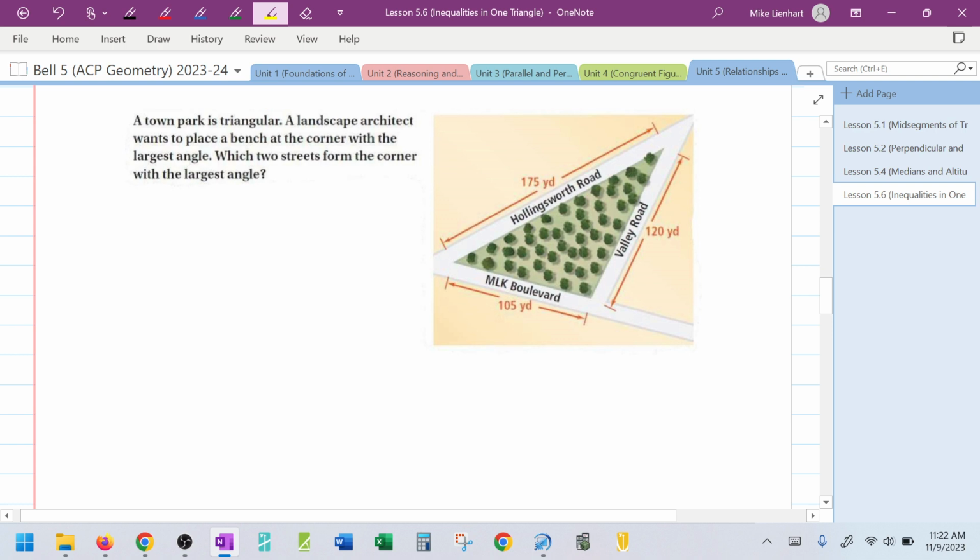The question that they ask here is which two streets create the largest angle? So the largest angle would be opposite the largest side. So I know it's the intersection of MLK Boulevard and Valley Road.